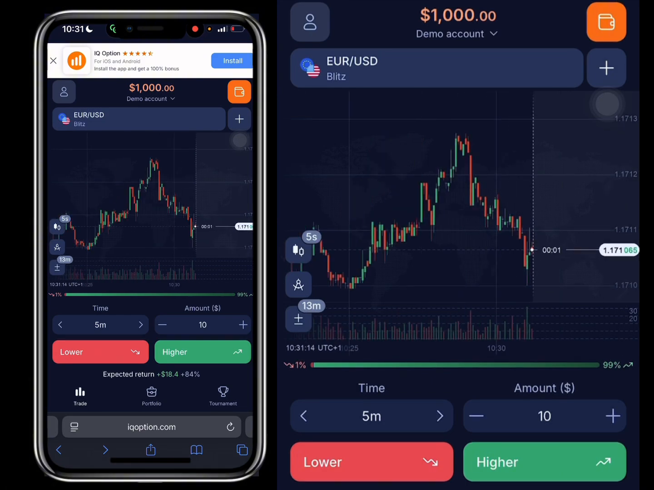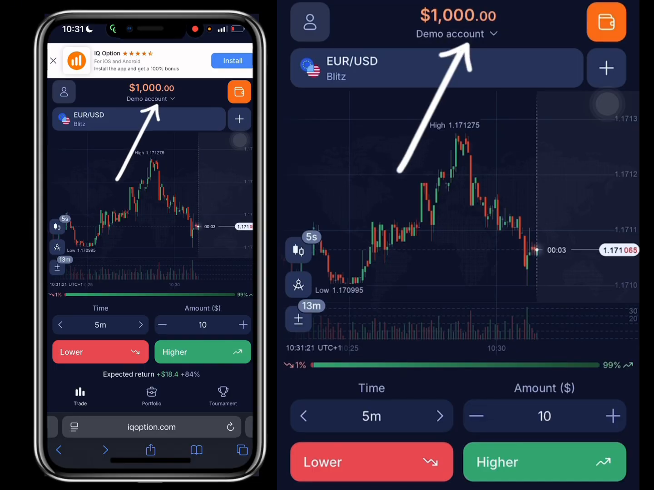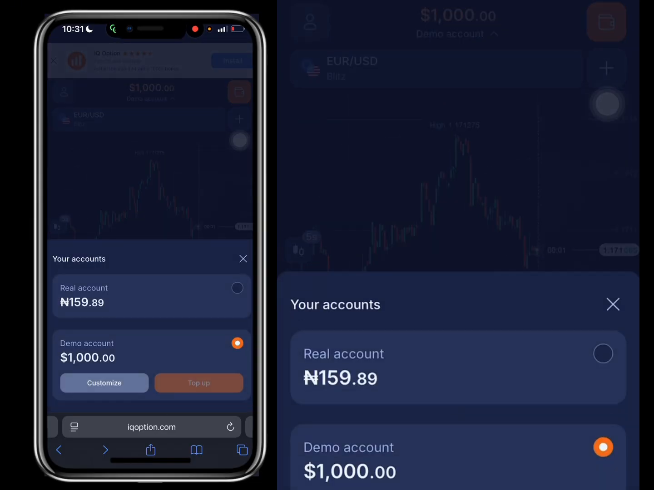Now let's go. On the interface at the top of the screen, what you're seeing is the account balance. You're seeing demo accounts. Don't worry, I'm going to walk us through everything and even make a deposit right here.